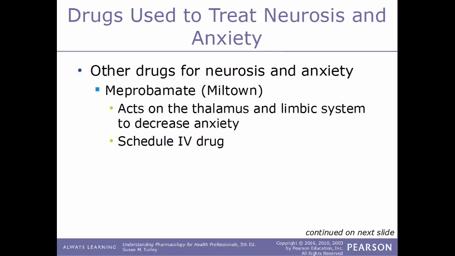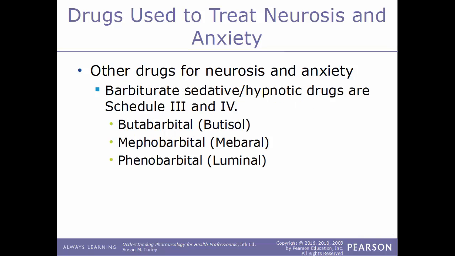Another drug that's used to treat neurosis and anxiety is meprobamate, also known by the trade name Miltown. Now, this acts on the thalamus and the limbic system in the brain to decrease anxiety. And this is also a Schedule 4 drug. Another type of drug category that's used to treat neurosis and anxiety are barbiturate, sedative, and hypnotic drugs. And these are Schedule 3 and Schedule 4 drugs.